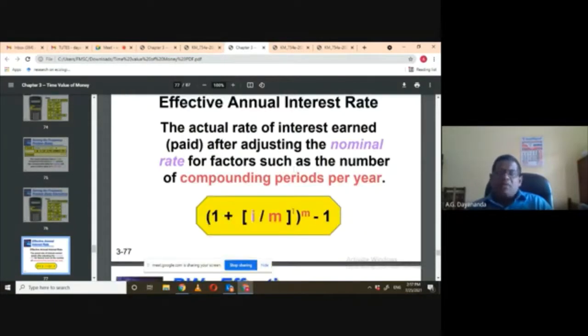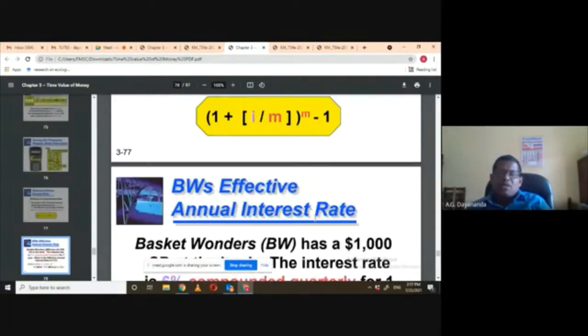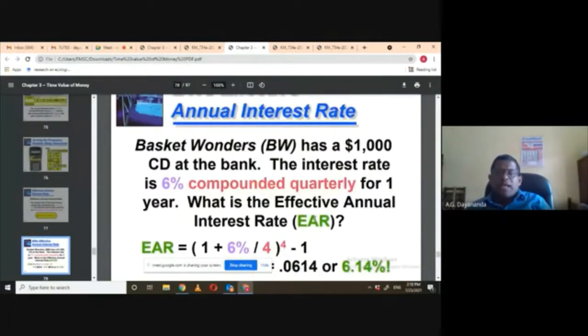How do you calculate the effective interest rate? We have earlier studied 6 formulas. Now the 7th one I am introducing. What is the 7th one? 1 plus i, where i means the interest rate per annum, divided by m, to the power m, minus 1. So you can calculate the effective interest rate.